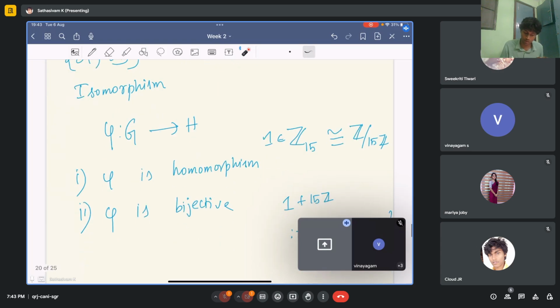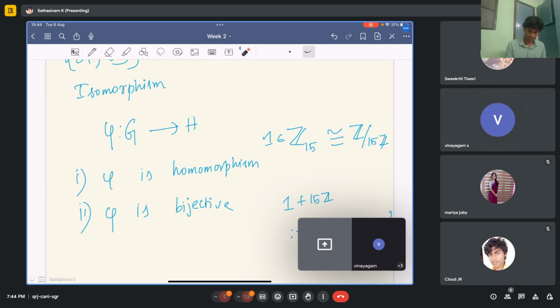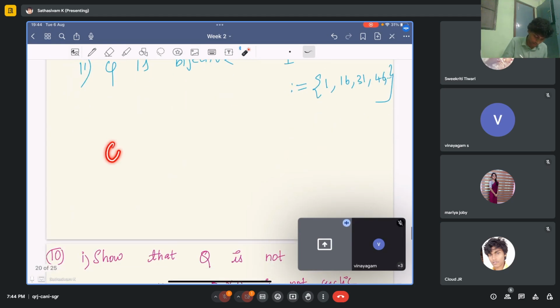But later when people use it, they interchange these two symbols. Some people write Z mod 15Z, and at the same time you will also write Z15, because up to isomorphism they are the same. Is that clear? Yes, sir. Clear, sir. Okay, good. Thank you.